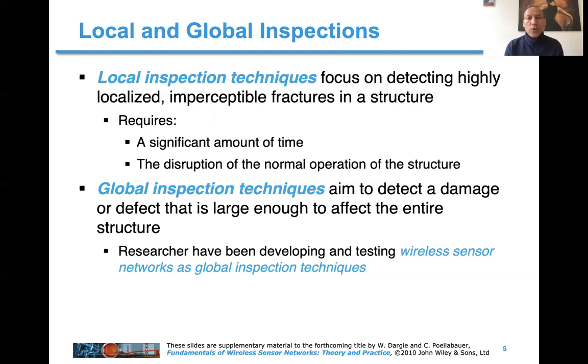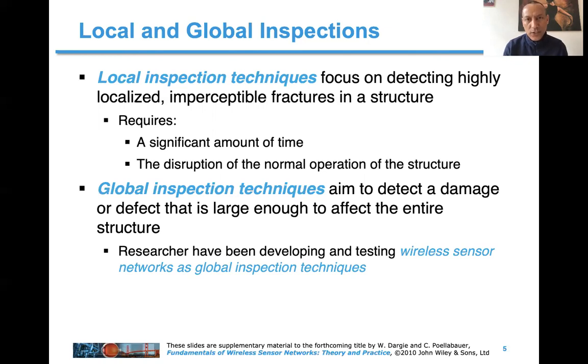The global inspection looks into problems which are big enough to affect the response of the structure to both ambient and forced excitation, for example, problems with cables, problems with bearings, problems with the big components of the structures. Following the collapse of the bridge in Minnesota, researchers started to investigate to what extent they can use wireless sensor networks for this type of purpose.